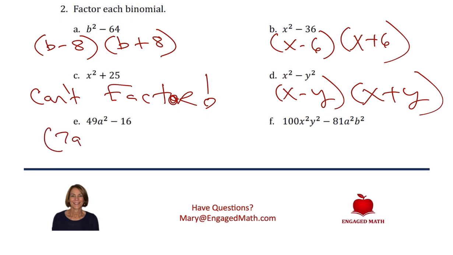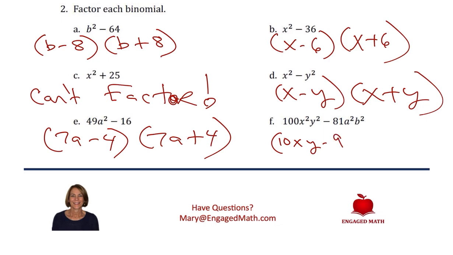E is just going to be 7a minus 4 and 7a plus 4. Notice I'm kind of looking for GCFs, but I knew there'd be no GCFs in here based on the instructions. It just says factor. We're going to give you a hint before you have to take out a GCF. Okay, the next one's a little trickier, but it's 10xy minus 9ab. And then, of course, it's going to be the same thing. It's going to be 10xy plus 9ab.